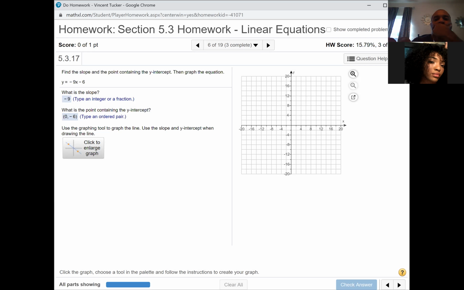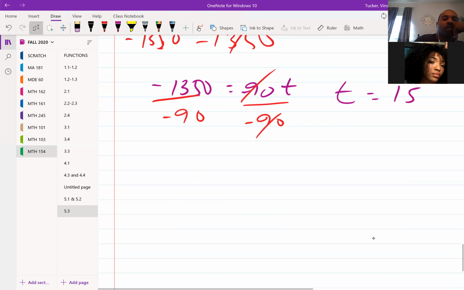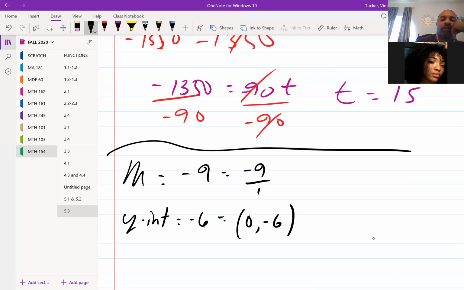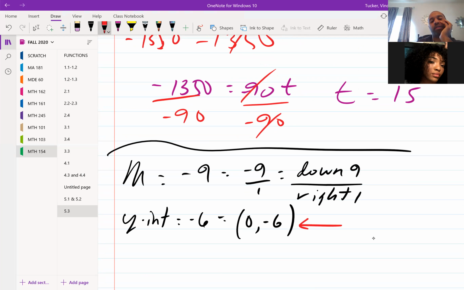All right. So now if we're going to graph that, let's make sure we're okay with what that information means to us. That's -9, and we said our y-intercept is -6, an ordered pair of 0, -6. And then here, don't forget that this is a fraction, -9 over +1. So you're going to go down 9, right 1. So we're going to graph this point first, 0, -6, then go from that point down 9, and then right 1.